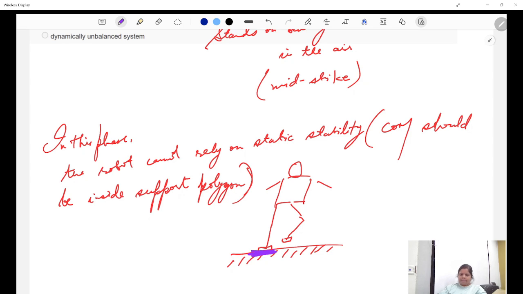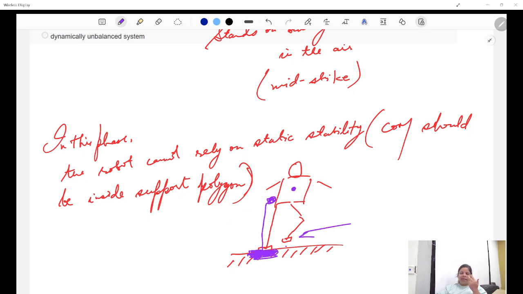Why? Because we said that it cannot rely on static stability. Center of mass should be inside the support polygon. The support polygon is formed only by the foot placements, right? But one of them is in the air. So just this one is lying on the ground, and this is your support polygon. Now, being a biped, it is not possible that your center of mass would shift and come right above this point. It's a 3D body. It's not a 1D body where you can have the center of mass above your foot. So the polygon is very small, and the center of mass won't be inside it.